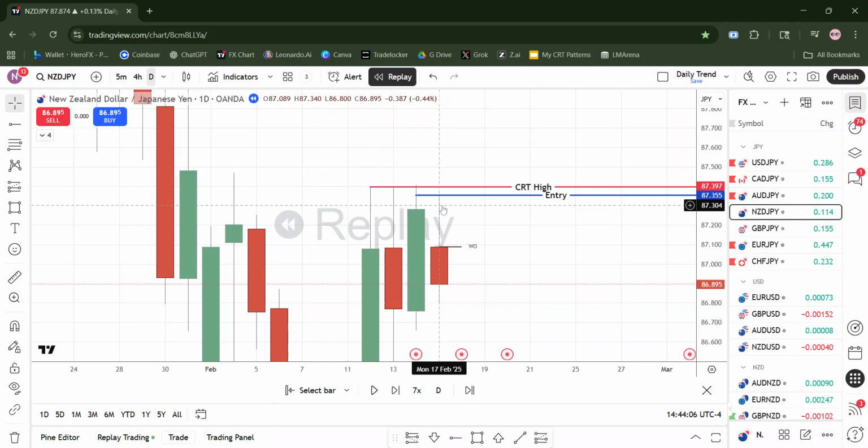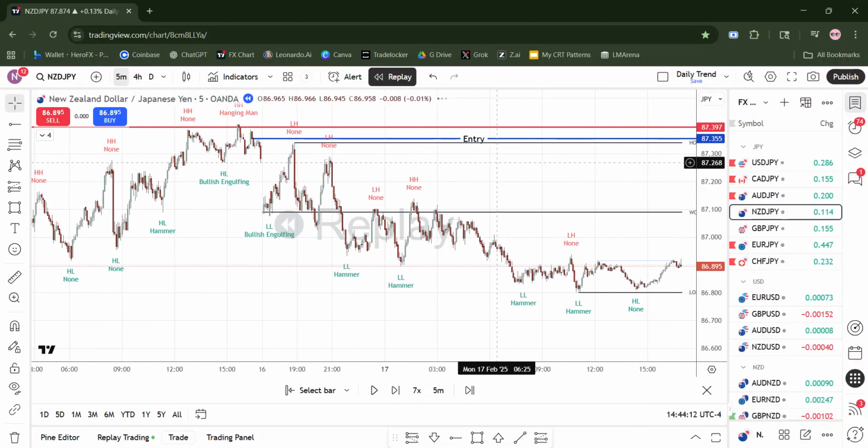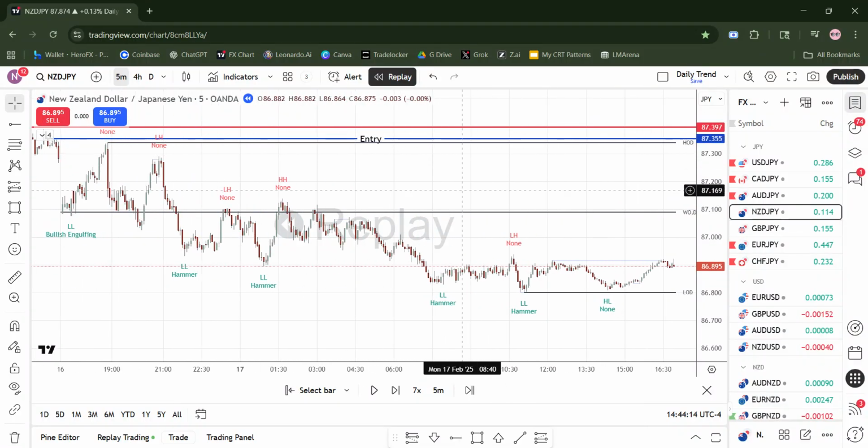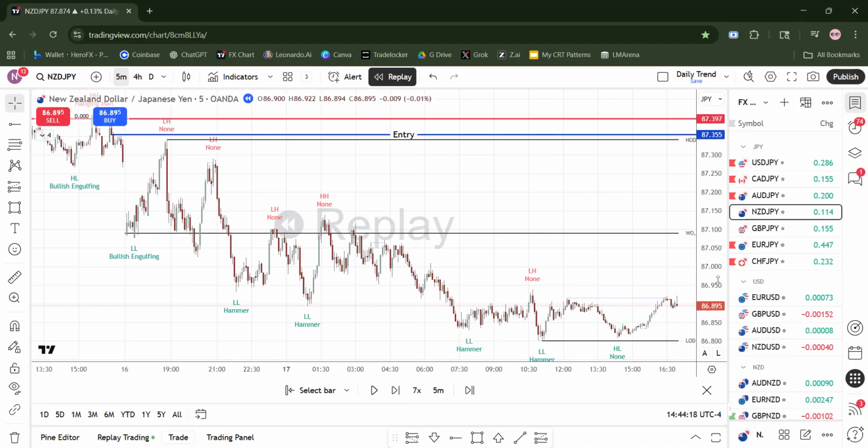So now let's take a look at this. This is Monday of the following week, and see what entries we could have gotten off of this trading period, starting around 3:30 or so. Okay, so here we go.